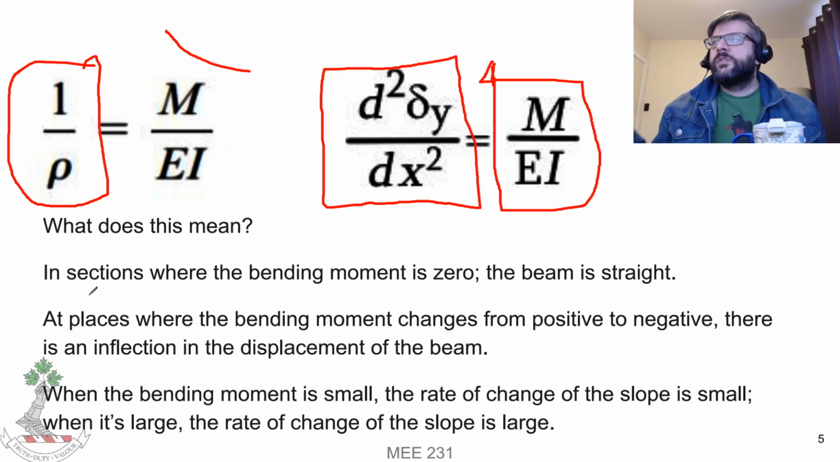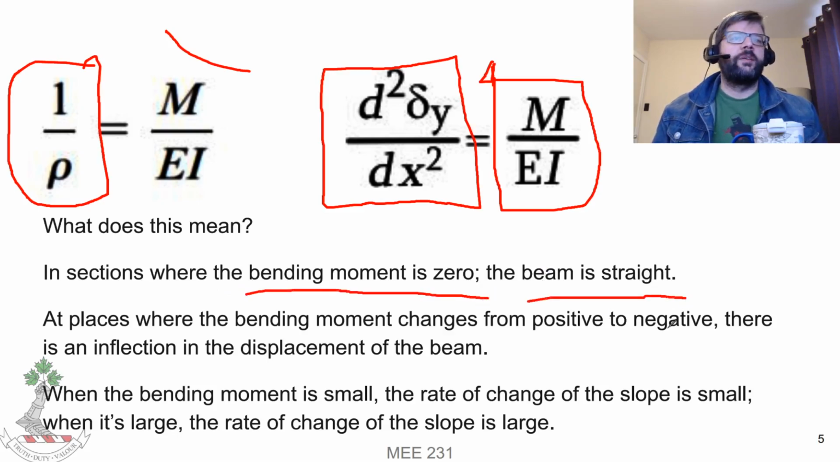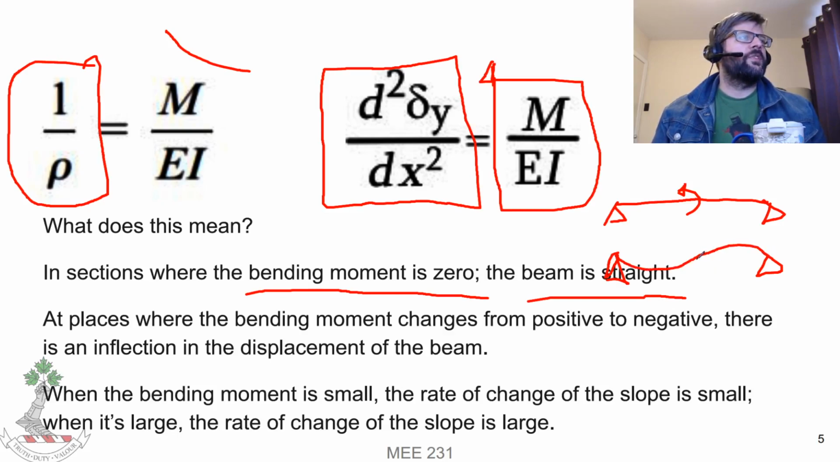So things that need to be kept in mind. Anytime you have a bending moment of zero, the beam is straight. When you have the bending moment changing from positive to negative, that'll be an inflection. So for example, if I had a beam that was set up like this, and I applied a moment in the middle, then this portion here is going to want to curve up, and this portion here is going to want to curve down. So that'll cause a curvature like that.